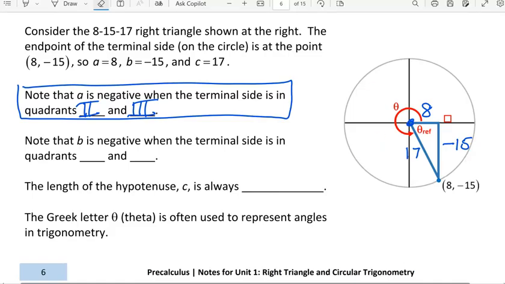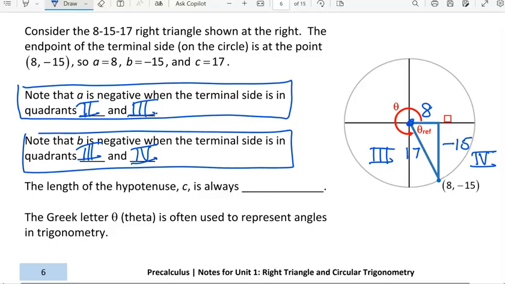B, which is the y-coordinate of that point, will be negative whenever our angle terminates in quadrant 3 or 4. That is to say, whenever the terminal side of the angle is below the x-axis. So that would be in 3 and 4. The length of the hypotenuse is always considered to be positive. That's really important to remember.